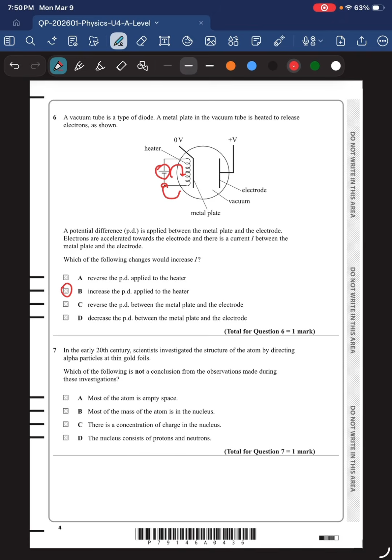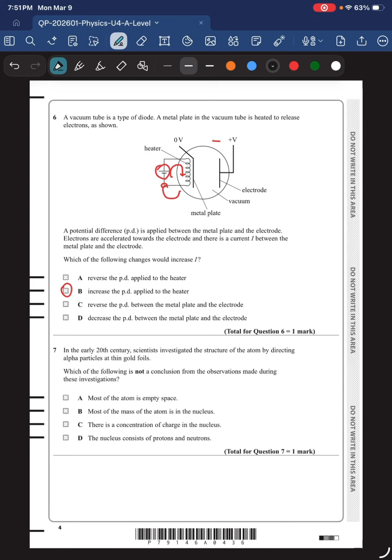C, reverse the potential difference between the metal plate and the electrode. This will stop them, because you will have a negative charge here, so the electrons will see it and get repelled, so there will be no current. And D, decrease the potential difference between the metal plate and the electrode. That will decrease the current. So, yeah. Let's move on.